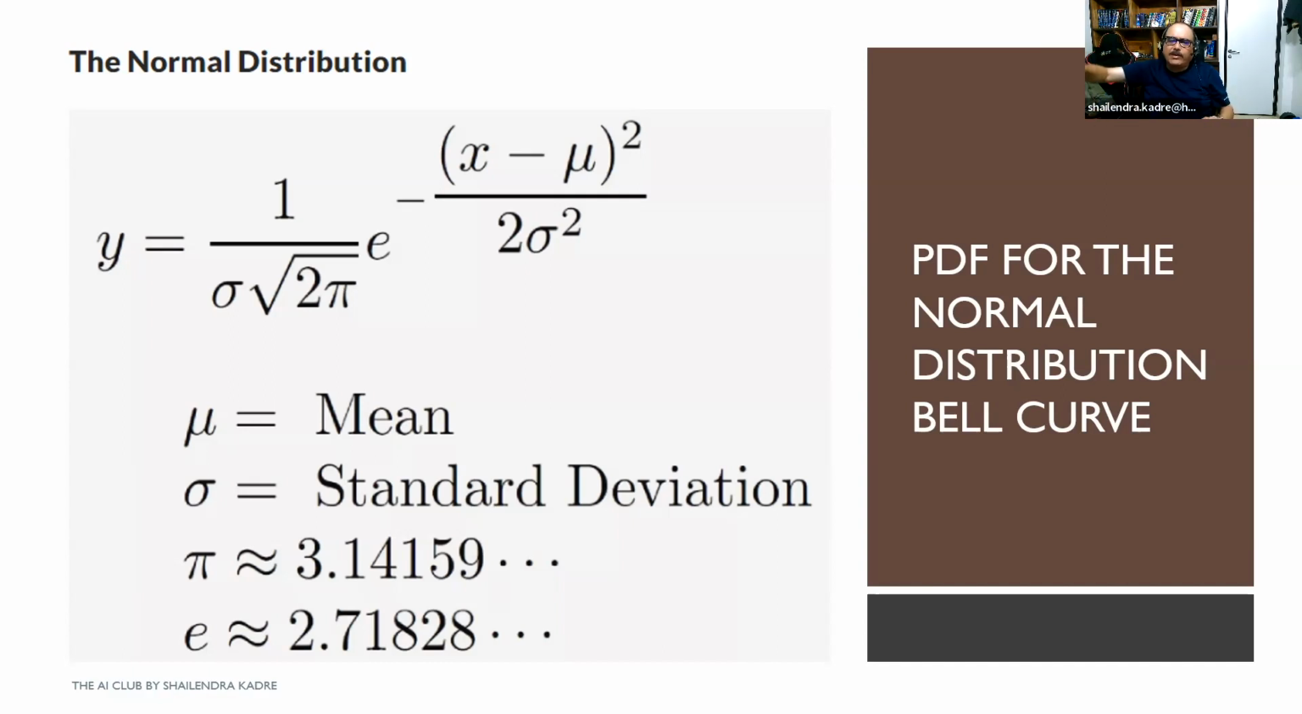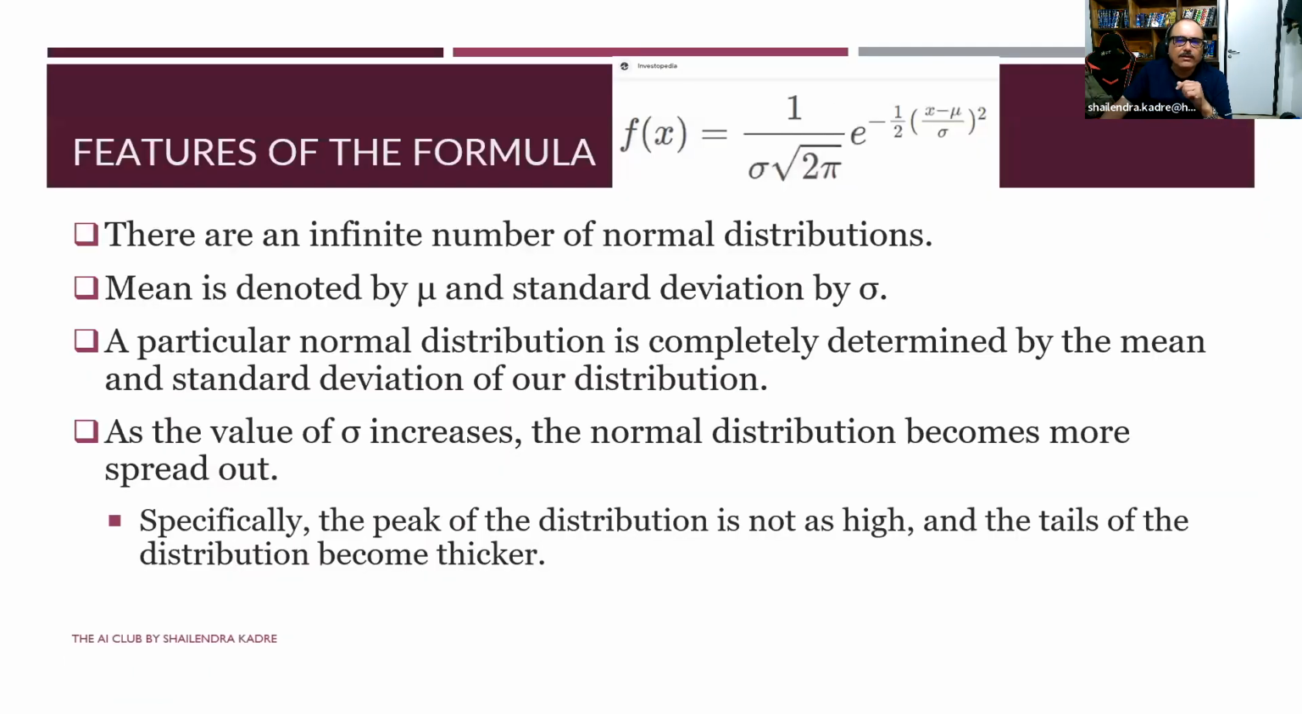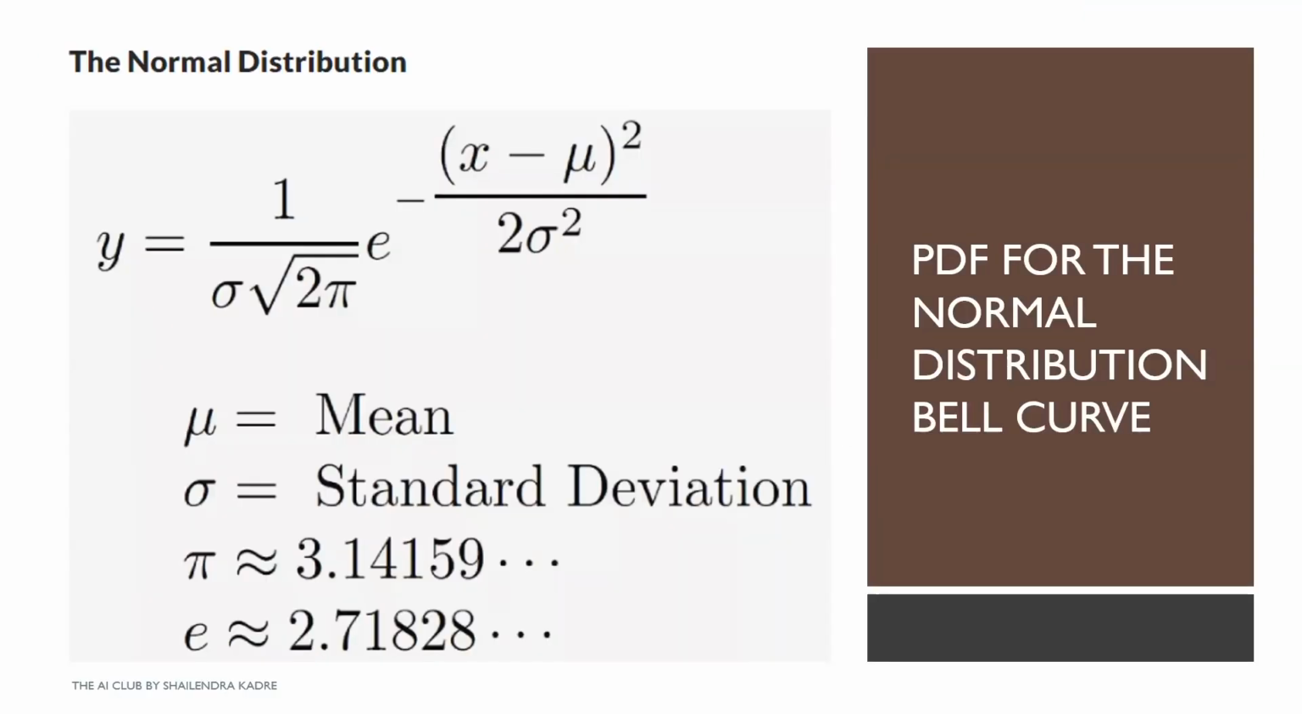Every one's shape will be the bell curve only. Some will be stiffer, some will be less stiff, some will be flat, some more flat, some even more flat. Got it, na? So there can be an infinite number of normal distribution curves. That's what you understand, right?